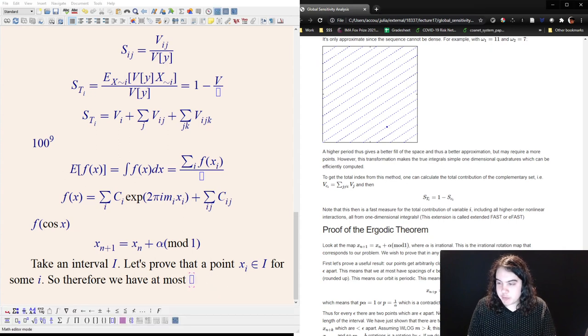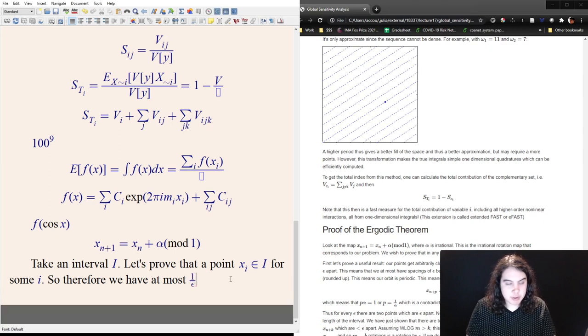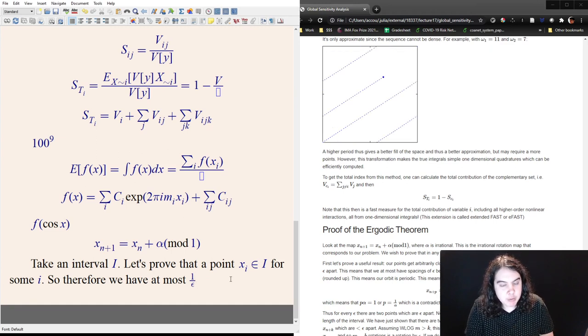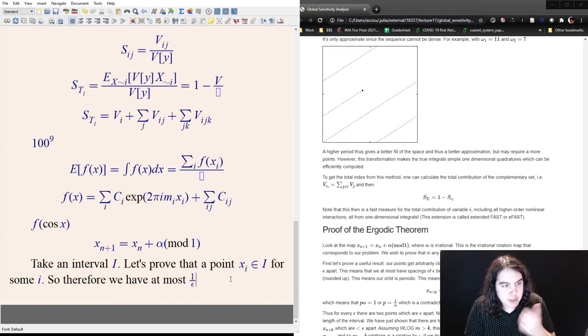Here I write 2 pi over epsilon, but that's for the rotation problem. Here we have at most 1 over epsilon many points, right? So if we say that points are not any closer than 1/4 from each other, then we have at most 4 points in our space, right? That means that our orbit has to be periodic, right? Because that means that we only have finitely many points.